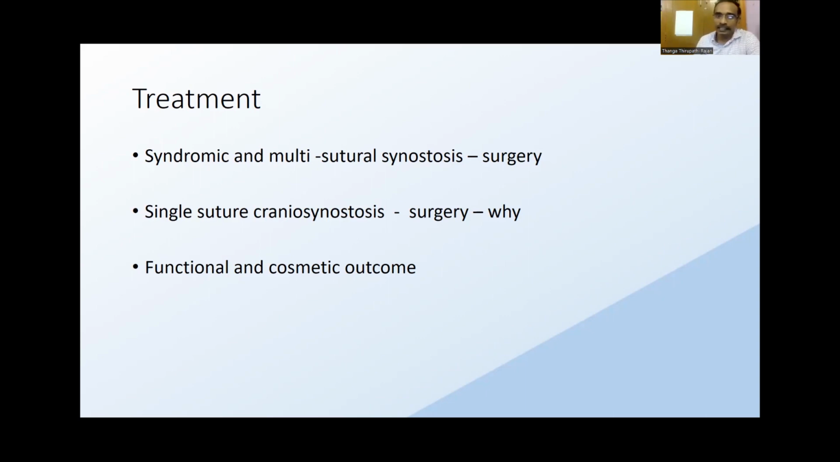But the other part of the story is, even if we correct the craniosynostosis of the pathological suture, the neural function doesn't return or normalize. It remains the same. So the whole question is why we have to operate on a single suture craniosynostosis. The most important is cosmetic outcome. We grossly underestimate the cosmetic outcome in a single suture craniosynostosis.